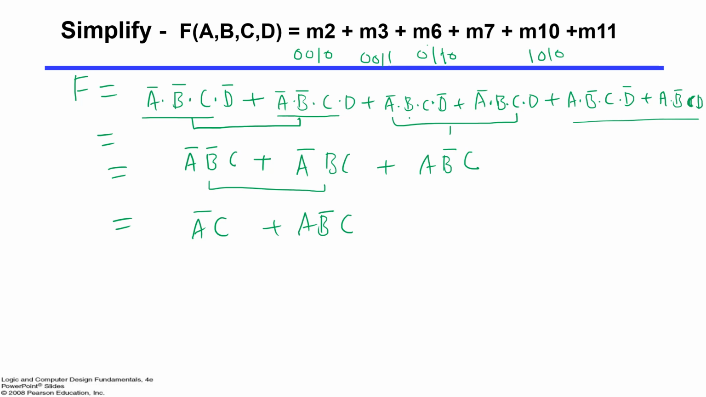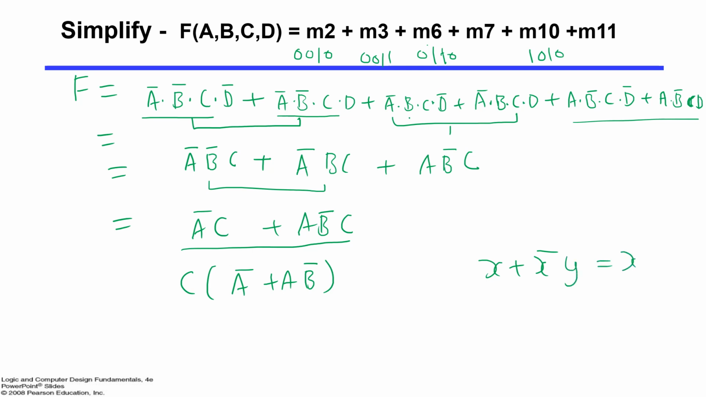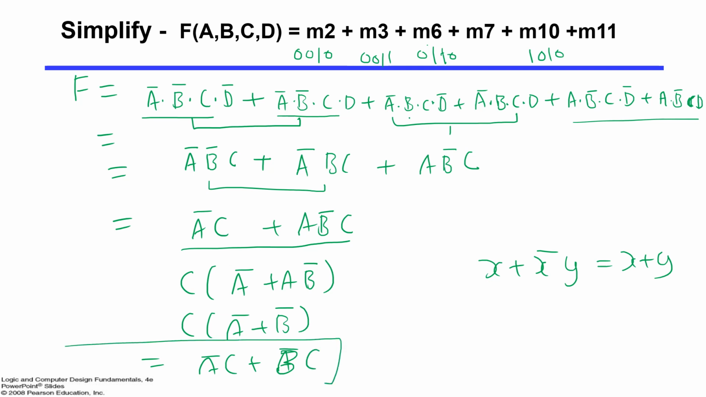Now can we take C common? Yes. So you'll get C times A bar plus A B bar. Can we do something here? Do you remember X plus X bar Y? Then you have X plus Y. So it will be C times A bar plus B bar. So ultimately if you club them together, you'll get A bar C plus B bar C. This is the simplified version of this expression.